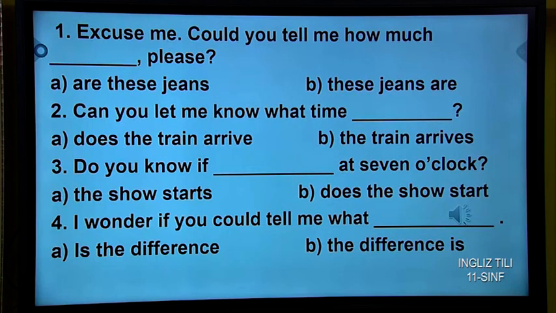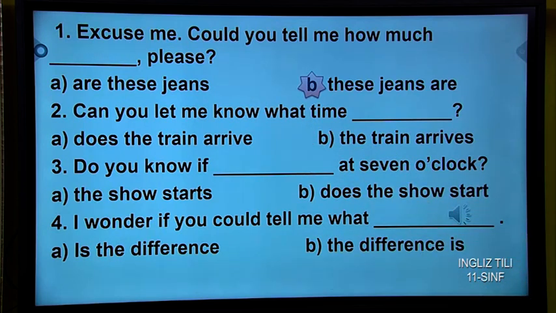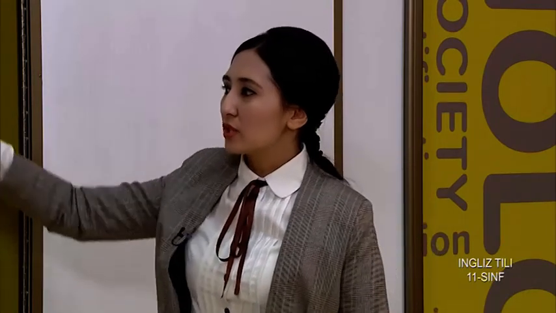Here, I have tests. Again, it is your time. You have to do this test. I have two options, A or B. You have to write just answers. Let's do the first one together. Excuse me, could you tell me how much, gap? So, which one is true? It is B. How much these jeans are? Not are these jeans, because according to the rule you have to use normal word order, not question word order. Please put numbers 2, 3, 4 and try to do.